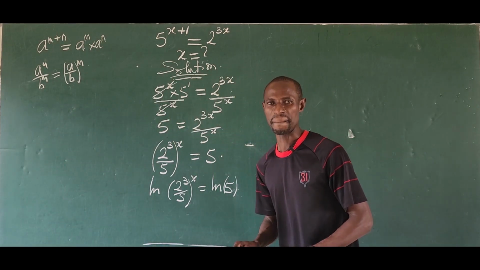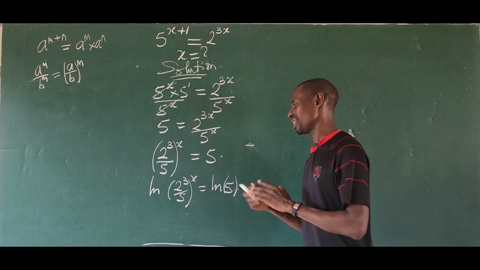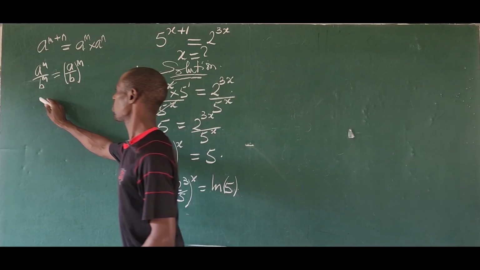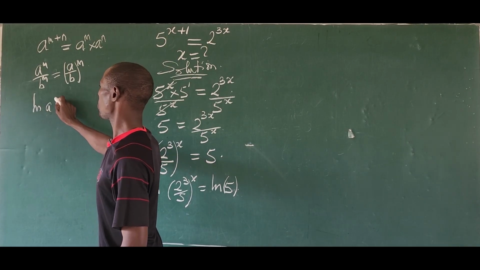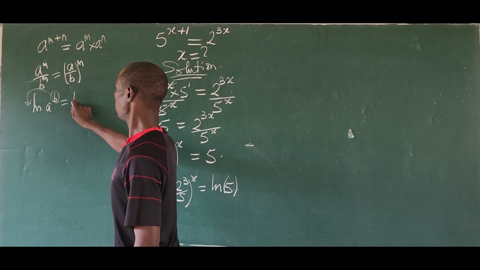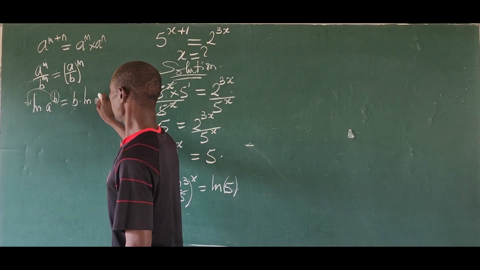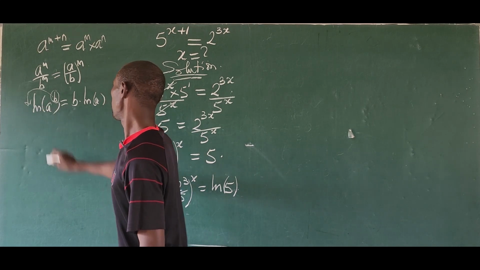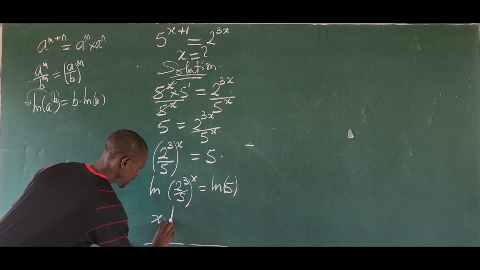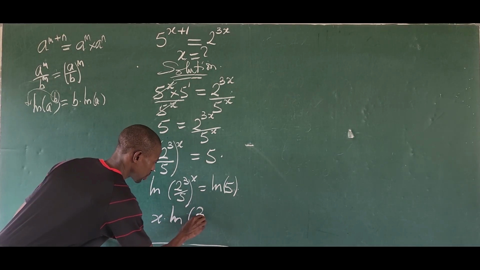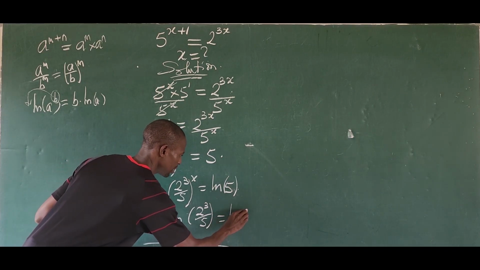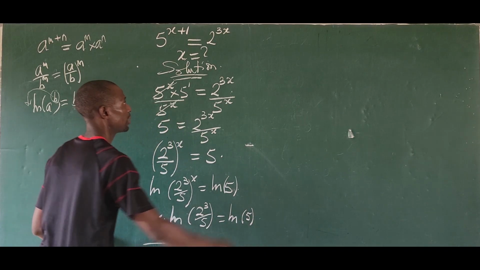So here comes the property of logarithm we're going to apply. We call it the power law of logarithm, which says that when you have the ln of a to the power of b, move this b back here. So this is going to give b times the ln of a. So with this, we can rewrite this. We want to move this exponent back here. So we're going to have x times the ln of bracket open 2 to the power of 3 all over 5 close bracket is equal to the ln of 5.